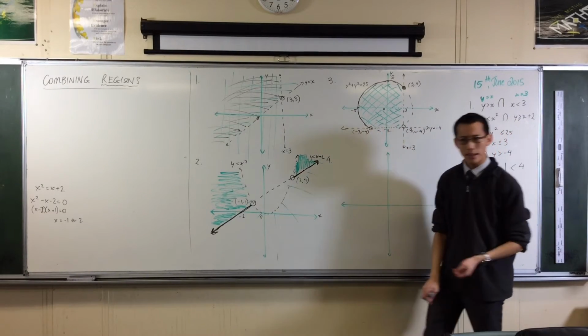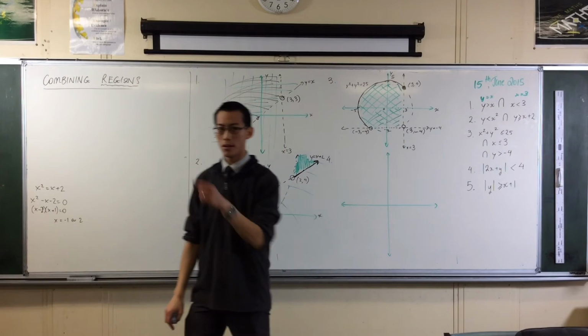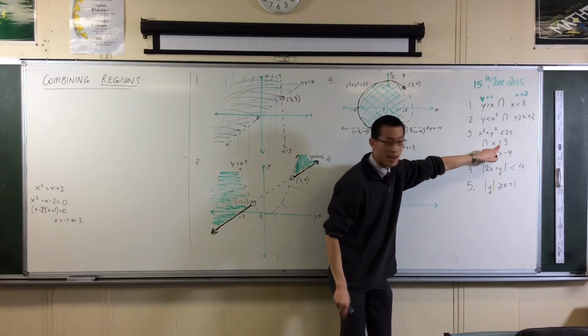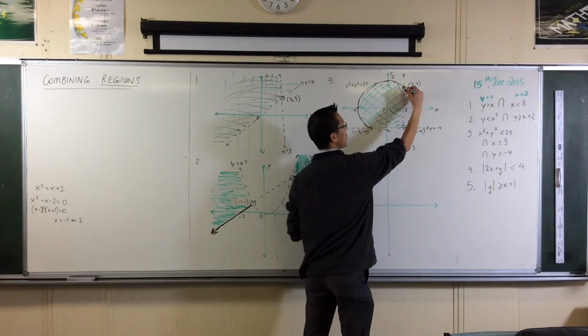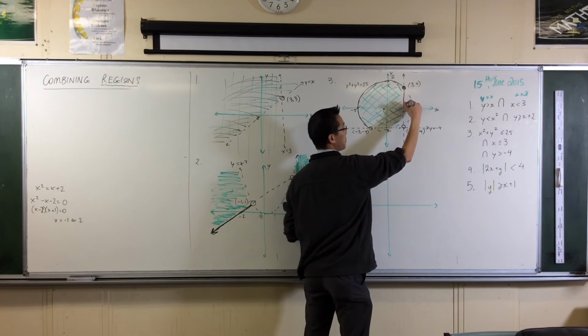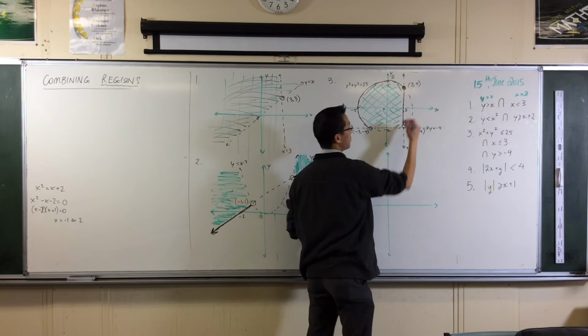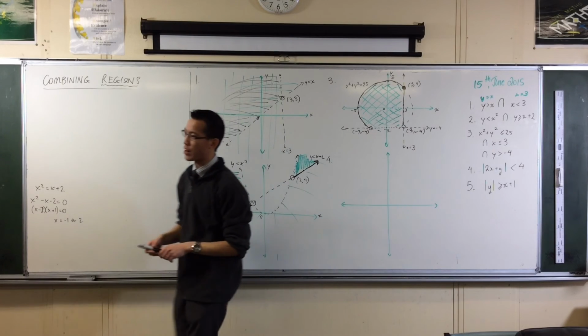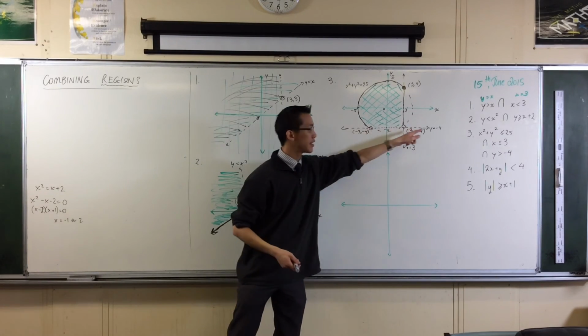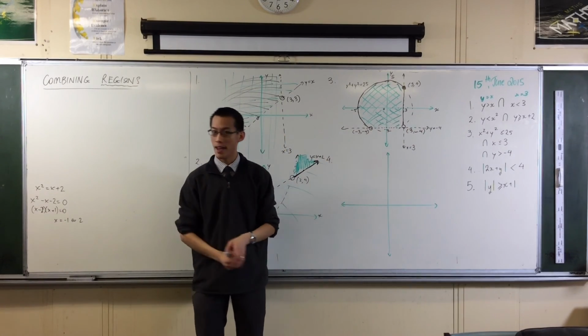What else do I need to include? x equals 3. Good, I've got that there, inclusive of the boundary. So that's the vertical line. And I already noticed before when I was working out those circles that this one down here is not included, so it remains dotted. And that's it.